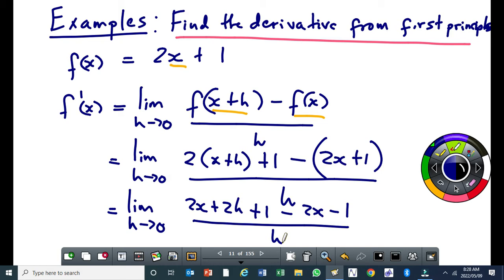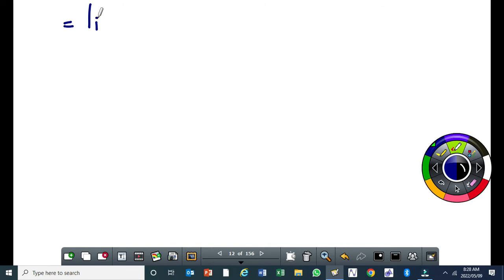It's just algebra. Now if you look at this expression, the numerator, this 2x and that minus 2x, they cancel out. This positive 1 and that minus 1 will also cancel out. So our numerator is going to be 2h. If I move on to the next page, we'll end up having the limit as h tends to 0 of 2h over h.